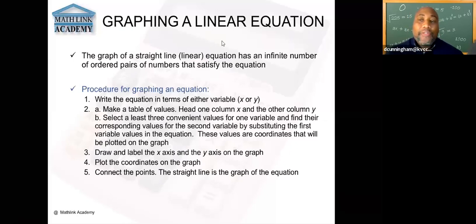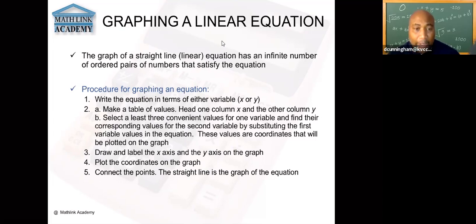Graphing a linear equation. Again, we want to look at linear equations. That's our key for this particular unit. And linear means straight line. So everything that we do, we should get a straight line for this linear equation. And they have a finite number of ordered pairs of numbers that satisfy the equation. Now there's many different ways you can graph that. I'm going to show you the basic way of how to graph linear equations.